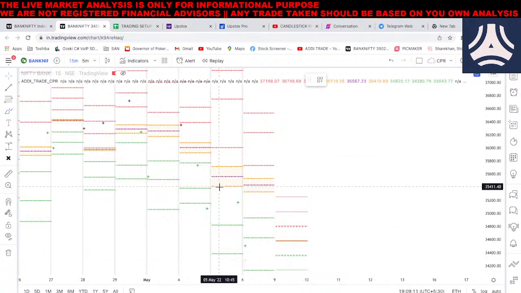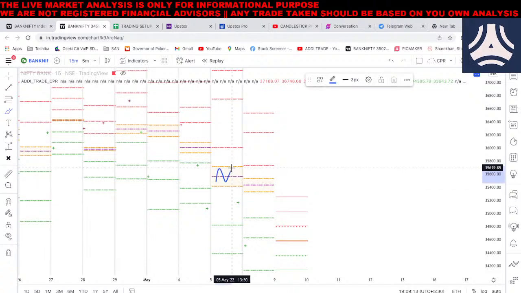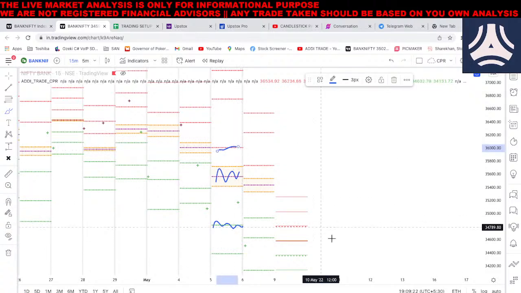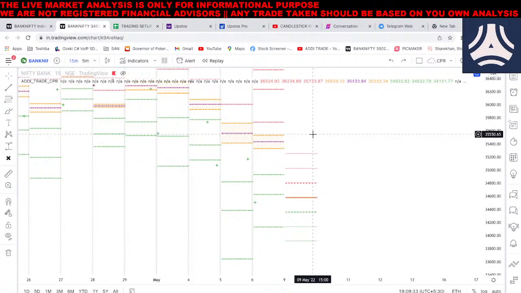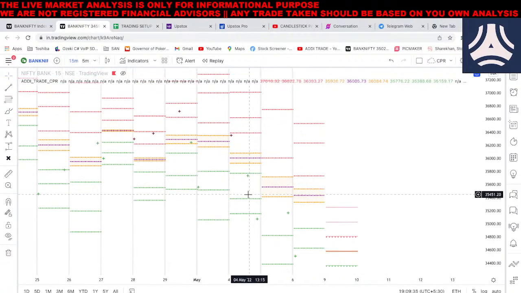If we have a wide CPR like this, most likely it will be a very sideways day, whether it is within the CPR, or even at R1 or S1, anywhere it will be a sideways day. If it is a narrow CPR, most likely we will get a trending day. So these things are just to build a perception. It's not like 100% sure that it will happen, but we can count on it.